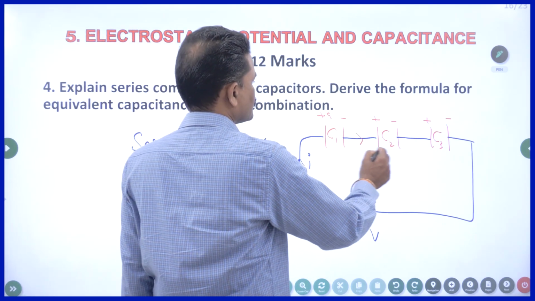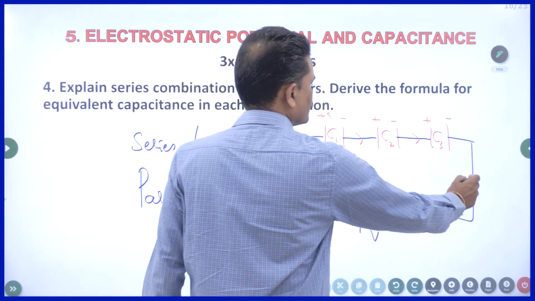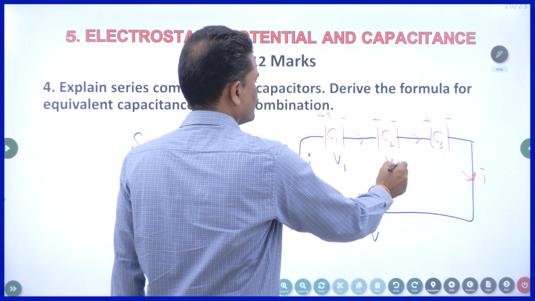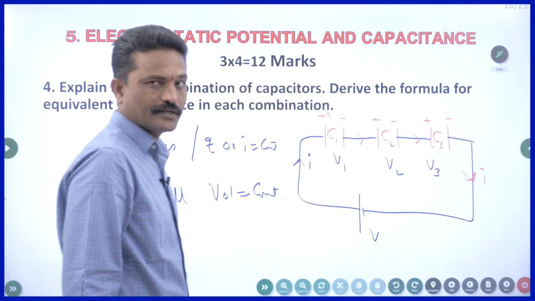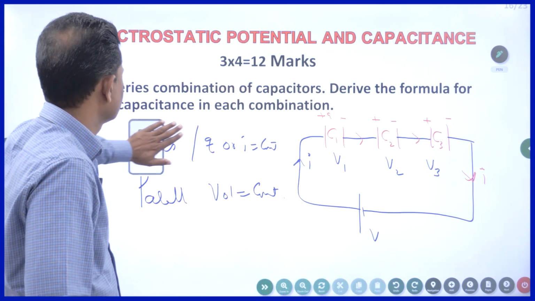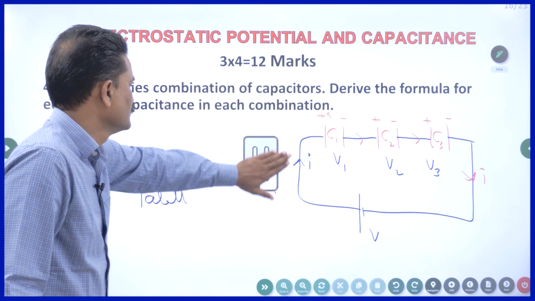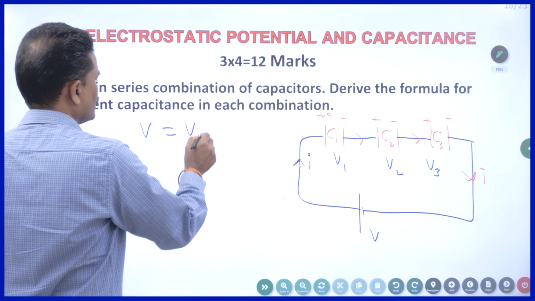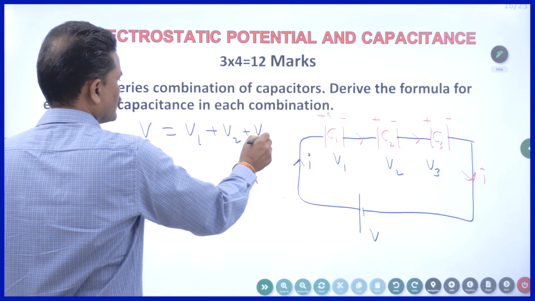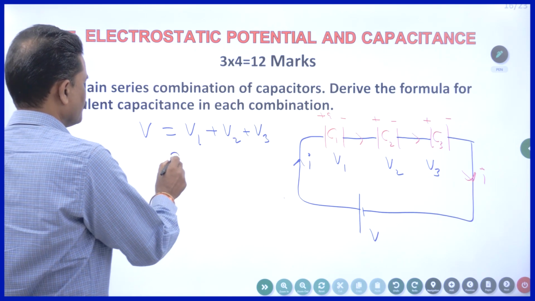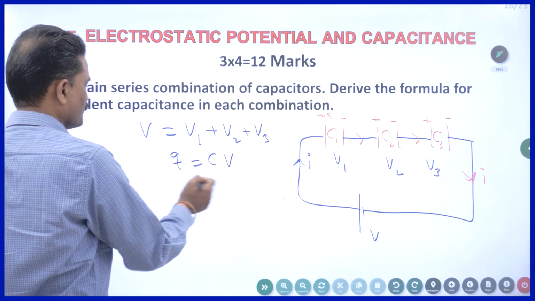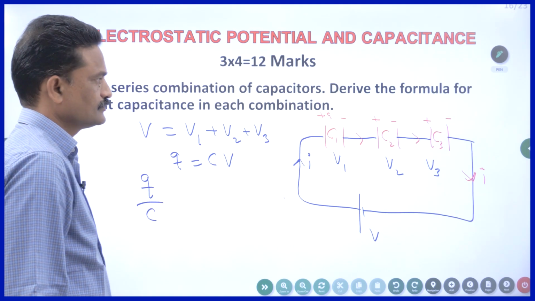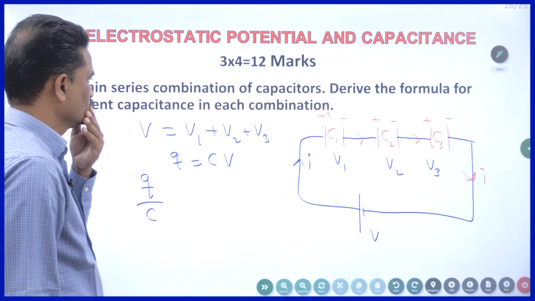So, same current flows, so same current comes out. But voltage gets divided, V1, V2, V3. Voltages are not same, current is same. You remember that, then you can do. So, what is V? The total voltage, that is equal to V1 plus V2 plus V3. Just now I told you a formula, remember Q is equal to CV, V is equal to Q by C. So, this side, this is Q by C. Is this clear?